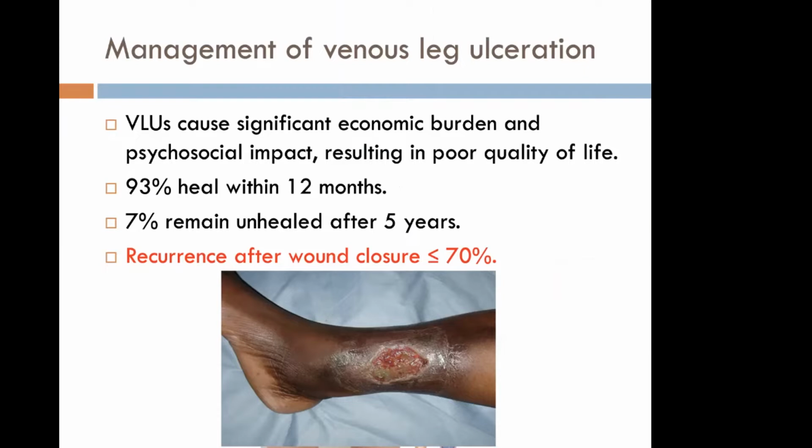Now, let me touch on these venous leg ulcerations. These are quite a challenge, and not only for the patients, but also for the healthcare workers. They carry significant psychosocial impact, economic burden, and a poor quality of life. Fortunately, a majority of these will heal within the first 12 months, with just about 7% remaining unhealed after 5 years. But the problem becomes the high recurrence rate. Up to 70% of these will recur. And that's an example of a venous ulcer. Let's move on.